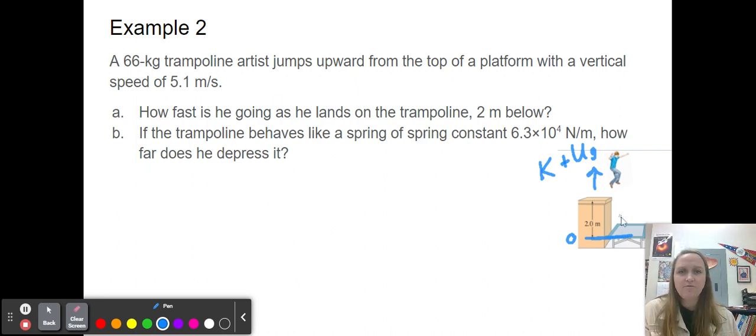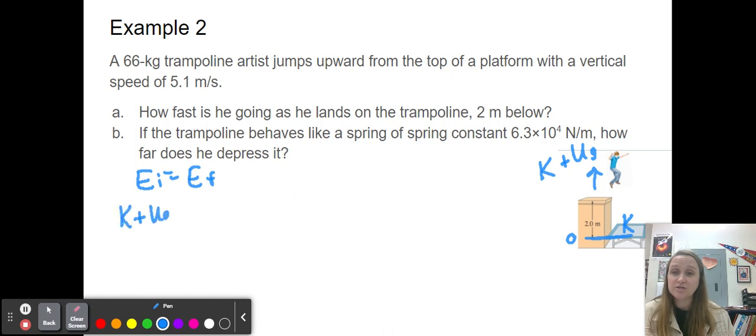And then we want to know how fast is he moving as he lands on the trampoline. So I'm going to say it's all kinetic. This is like that term just before he hits the ground, because we're not going to look at that spring energy yet. We will, though, on the next part. So part A asks how fast is he moving? So I want to say we know our energy initial is equal to our energy final. We have kinetic plus gravitational energy at the beginning, and then we have kinetic energy at the end.